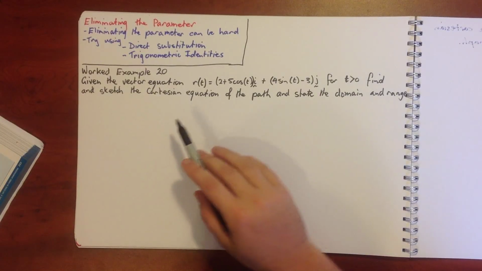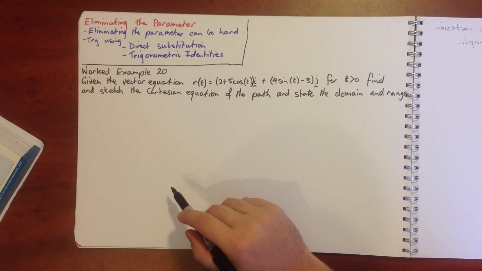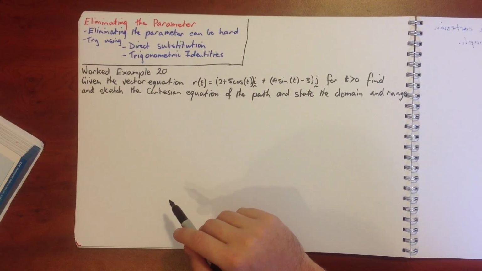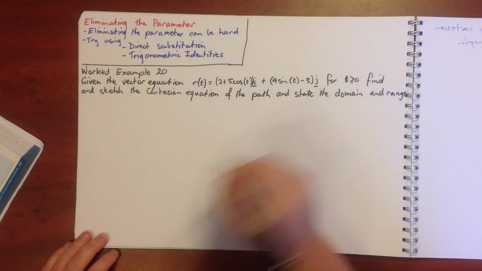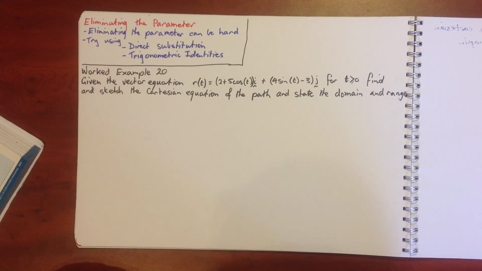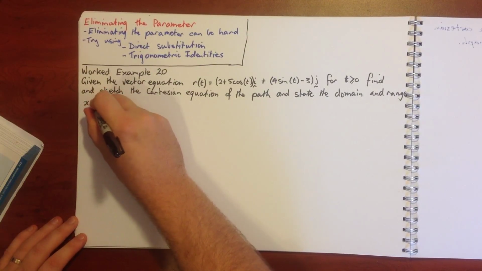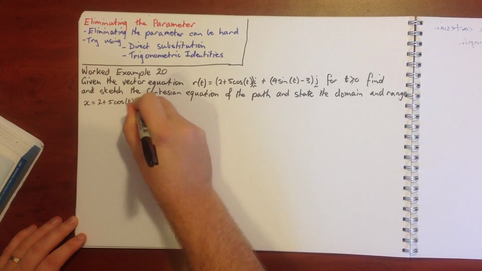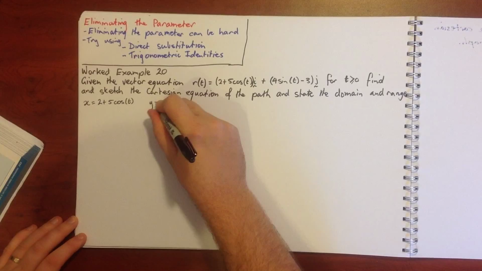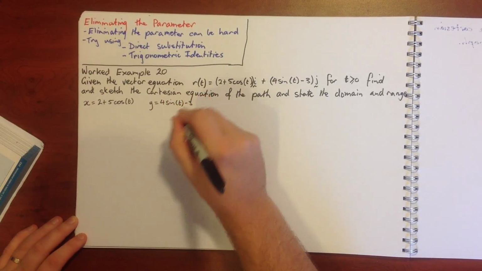Given the vector equation r of t equals 2 plus 5 cos t i plus 4 sine t minus 3 j for all t greater than or equal to 0, find and sketch a Cartesian equation of the path and state the domain and range. So we start off in the same way, defining what x would need to be. So x is going to be 2 plus 5 cos t, and y is going to be 4 sine t minus 3.